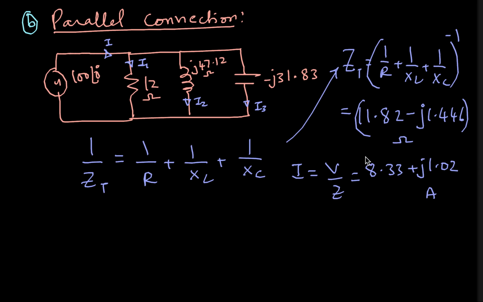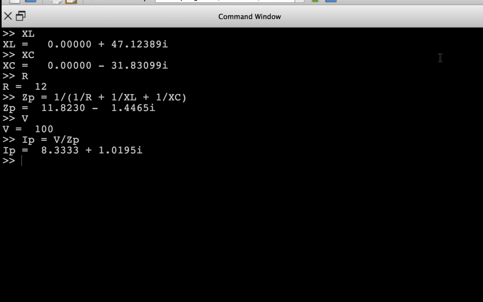This is in amperes. Now this one I can also show in polar form. So how do you get it in polar form? Simply I make a small two-element matrix. The first element is the absolute value of IP and the second element is the angle of IP, which I convert into degrees.